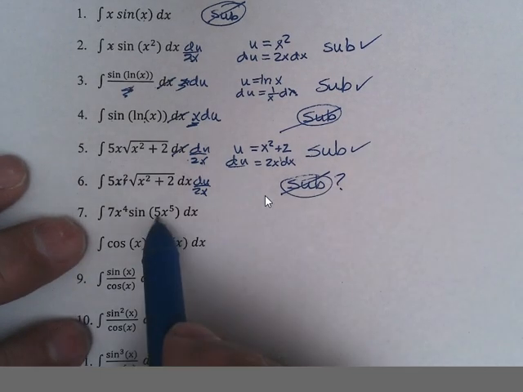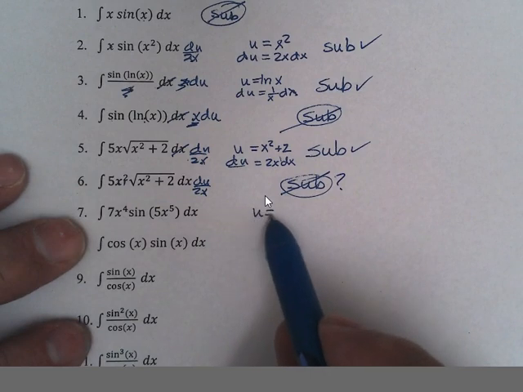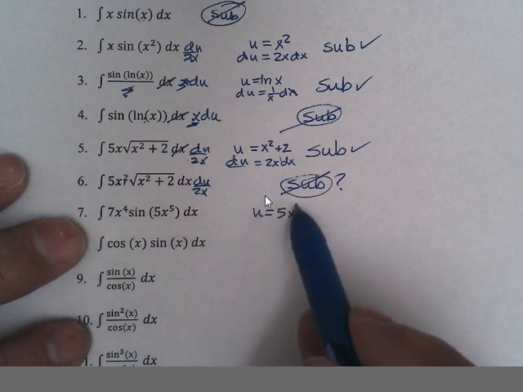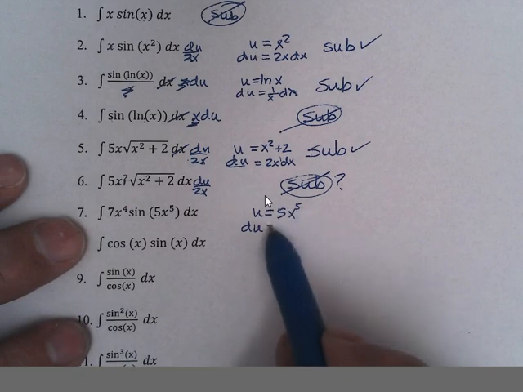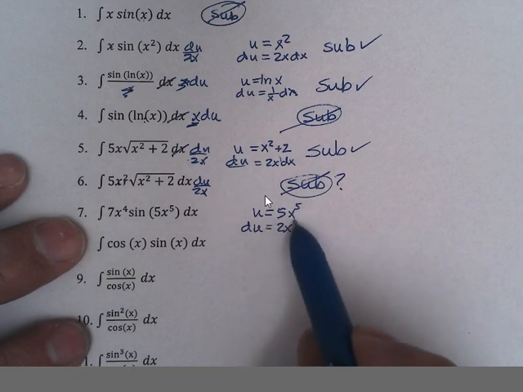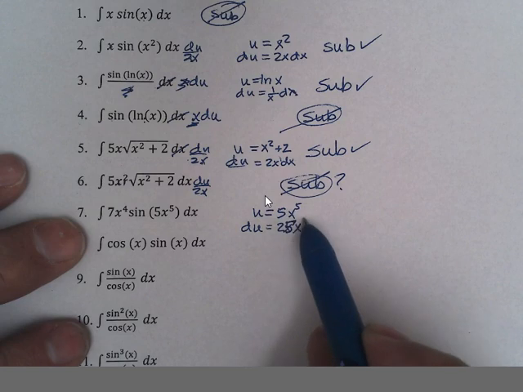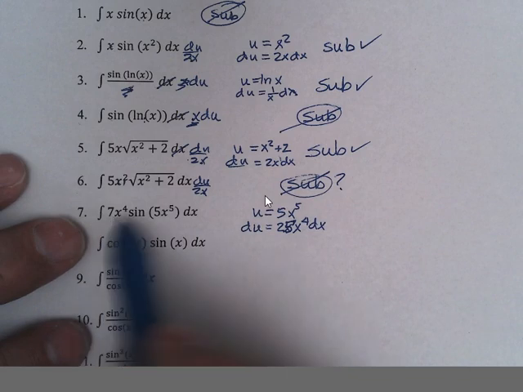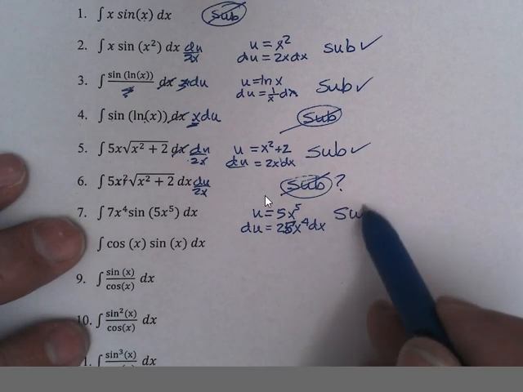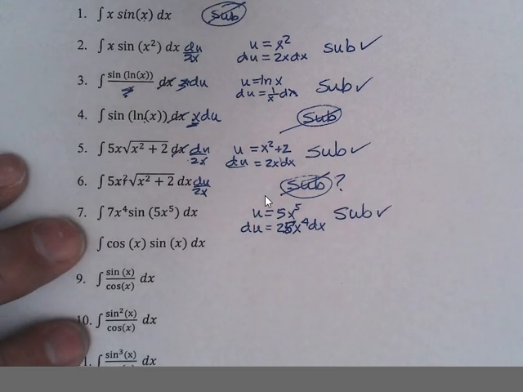On this one, if you let u be 5x to the 5th, you should see that du would be 25x to the 4th. That 25x to the 4th goes in the denominator, and the x to the 4th would cancel. So this one is a good candidate for substitution.